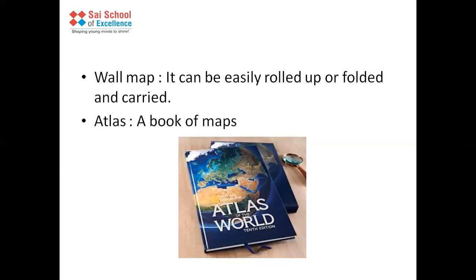Now children, you must have understood how maps are more useful than globes. Now let's talk about wall maps. Maps that are designed to be hung upon the wall so that all of you can see the details, you can read. Okay, so such maps are called wall maps. Now these maps are big maps and we can hang them on walls.